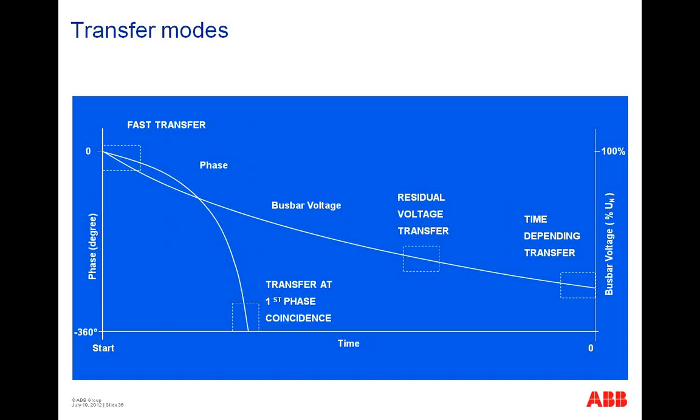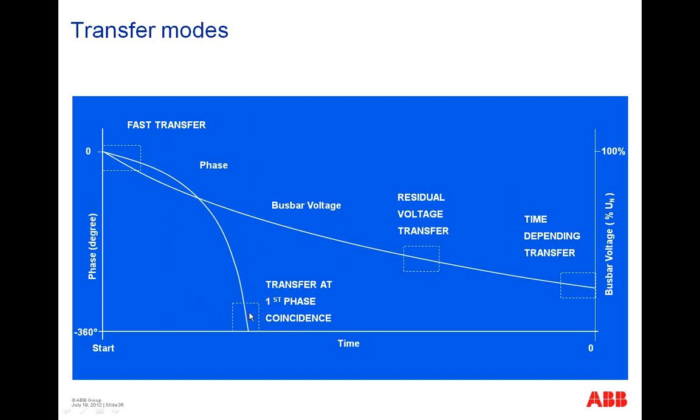So this was the overview of the SOE. We have seen the transfer modes. This was the declining voltage on the bus bar. This was the phase degree between standby voltage and bus bar voltage. And after 360 degrees, you see here phase degree. After 360 degrees, we reach this window for the fast transfer, for the transfer at first phase coincidence.